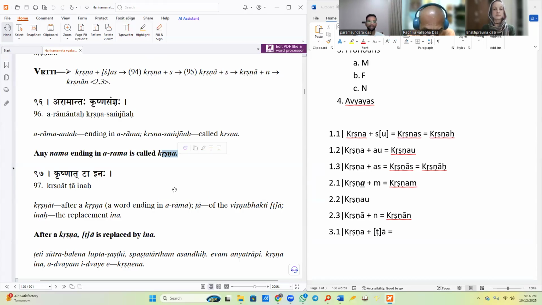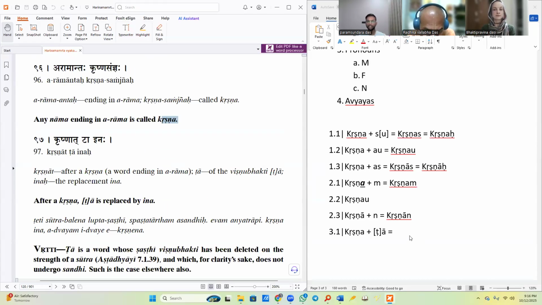So 97: Krishnat ta inaha. After a Krishna, ta is replaced by ina. So by this sutra, after Krishna, we replace ta with ina. And then by the Edvai sandhi, we get Krishnena. Tava shishyena dhimata. Krishnena.